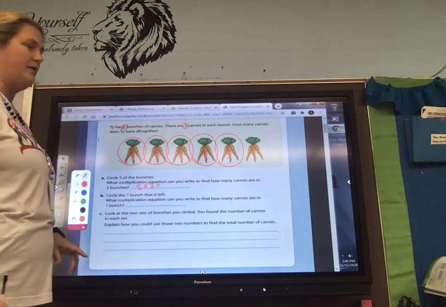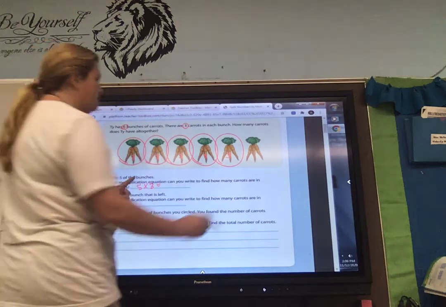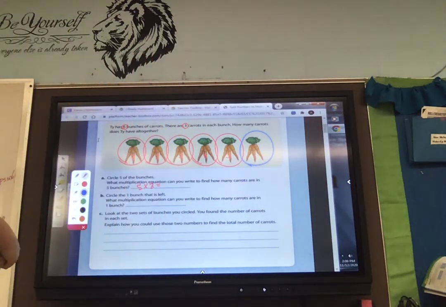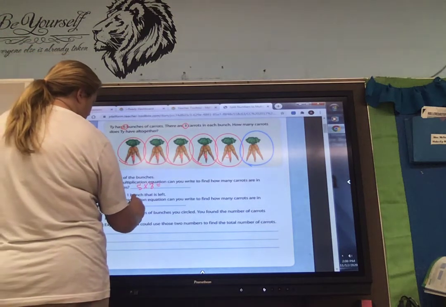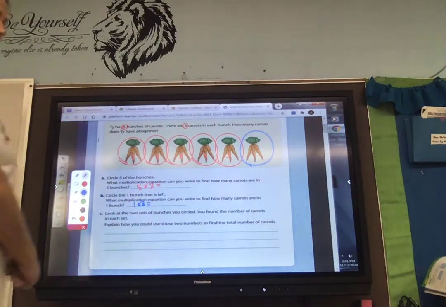Now, B, I'm going to use a different color. They tell us to circle that one bunch that's left. There's the one group that's left. What multiplication equation would I use for that one? Well, I would say 1 times 3, wouldn't I? Because there's only one bunch of carrots.